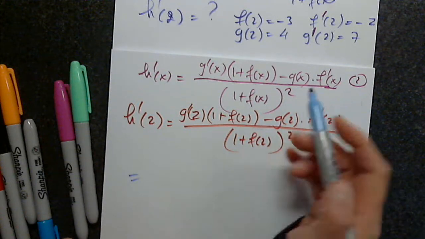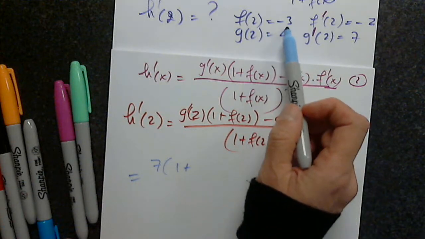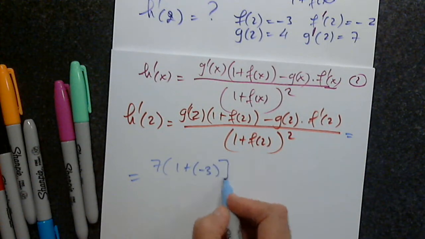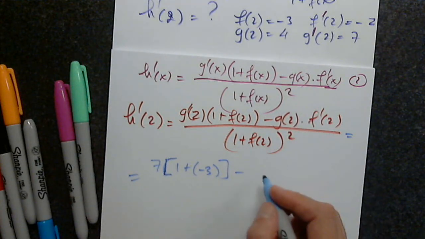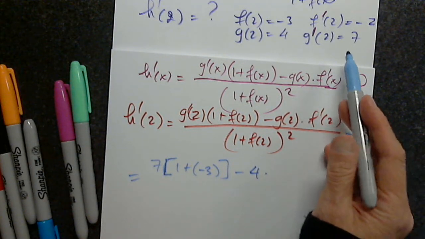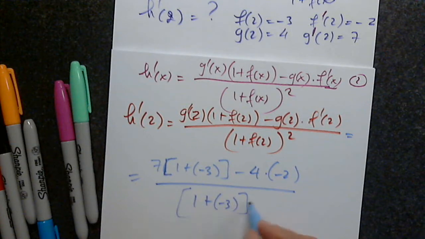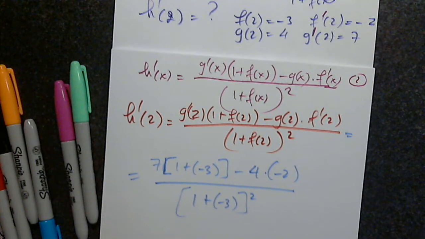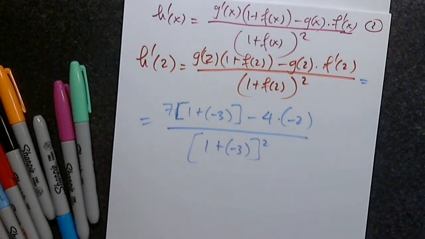Okay, so I copy. G prime of 2 is given as 7. 1 plus f of 2 is given as negative 3. Minus g of 2 is 4. F prime of 2 is negative 2 over 1 plus negative 3, everything squared. And now we'll just simplify this and get the numerical result, and we can move on to something else.